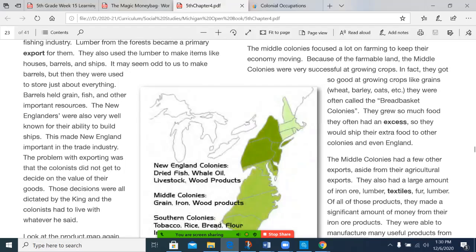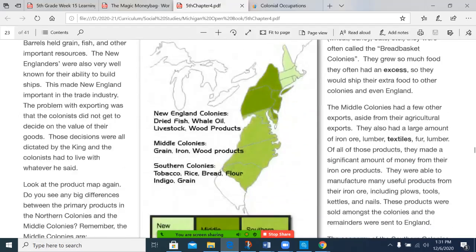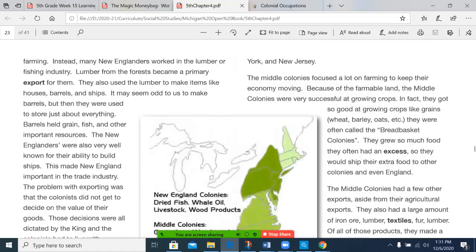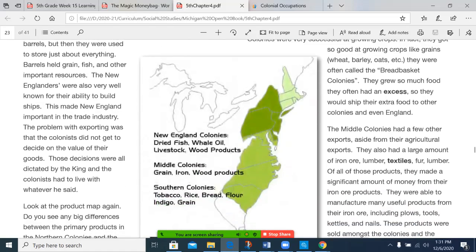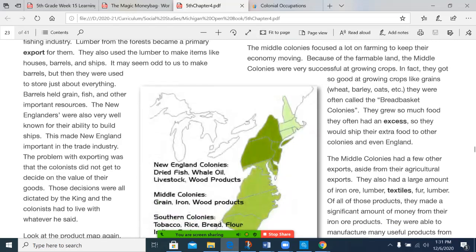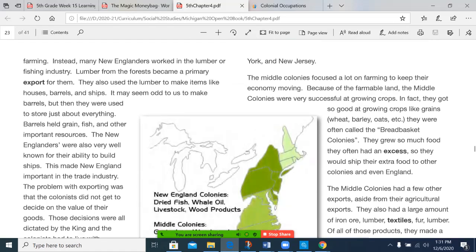The problem with exporting was that the colonists did not get to decide on the value of their goods. Those decisions were dictated by the king, and the colonists had to live with whatever he said. Look at the product map again. Do you see any big differences between the primary products in the northern colonies and middle colonies? Remember, the middle colonies are Pennsylvania, Delaware, New York, and New Jersey. And as you look at it, you could start seeing that farming and iron is a big thing in the middle colonies, where it wasn't so much in New England. Middle colonies focused a lot on farming to keep their economy moving.